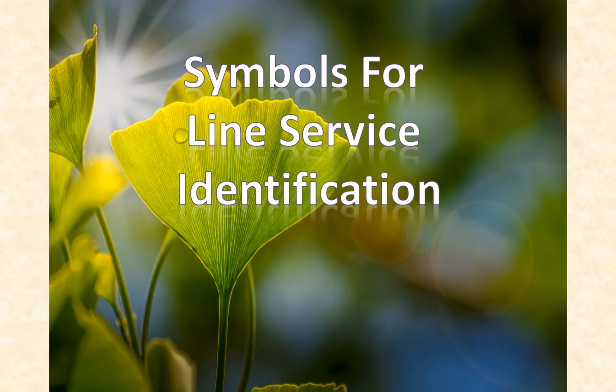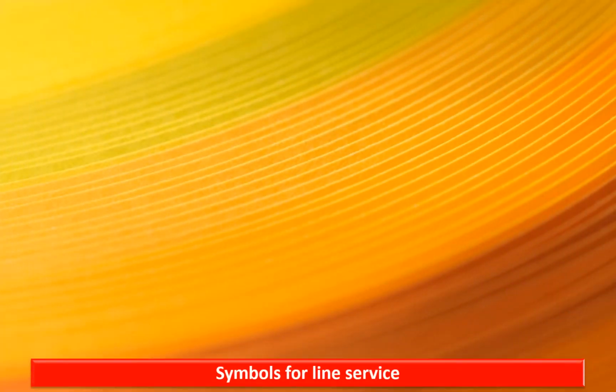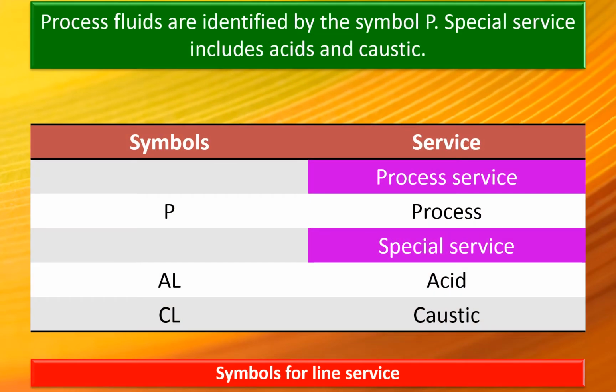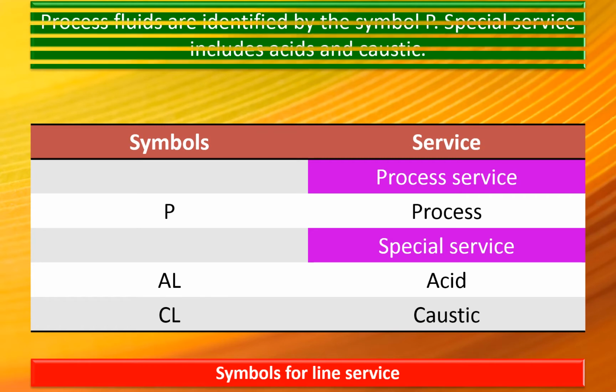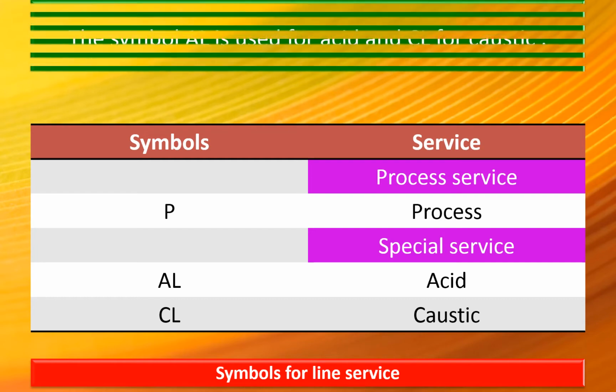Symbols for line service identification. Line service includes process fluids, special service liquids, utility services such as steam, air, nitrogen, condensate, etc. Process fluids are identified by the symbol P. Special service liquids include acids and caustic. The symbol Al is used for acid and Cl for caustic.